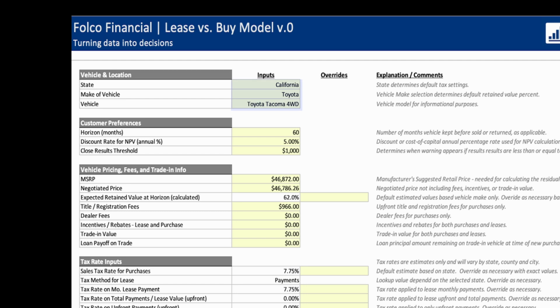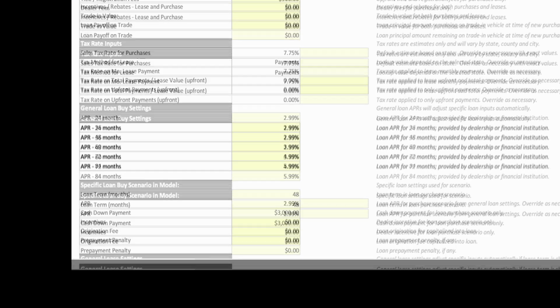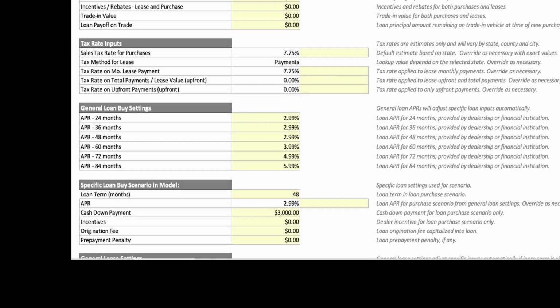On the input sheet, enter general information about the vehicle, including the time horizon, or the length of time you plan to keep the vehicle. Also enter the MSRP, negotiated price, and the expected retained value at horizon end. An important part of the lease buy analysis is taxes. The model will populate default tax rates based on the state selected. These should be checked and overridden as necessary.